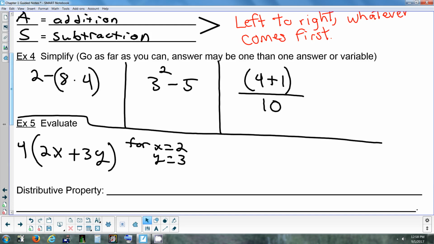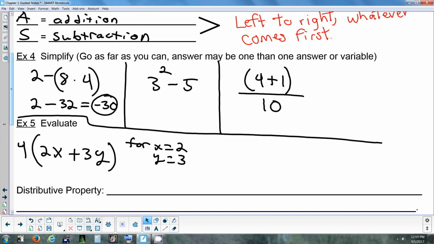Who can tell me in this first one, what should I do first here? 8 times 4. Why would you do that first? Because parentheses are first. We always do parentheses first. So I did what's inside the parentheses, and now I'm left with 2 minus 32. What's that going to come out to? Negative 30. If you're a little shaky on your rules for whether it should be positive or negative, we're going to talk more about that.